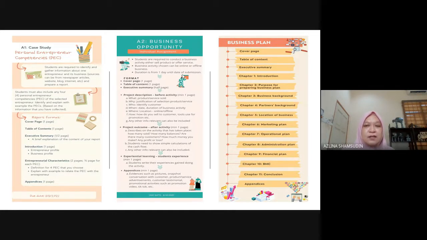Because ini kita tak register our business tu with SSM. Kita just nak buat simple saja. And with that, you cannot do or sell anything illegal. Illegal tak boleh.